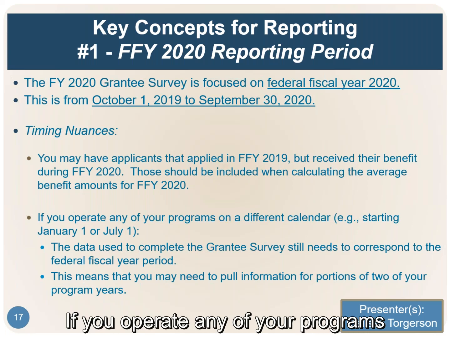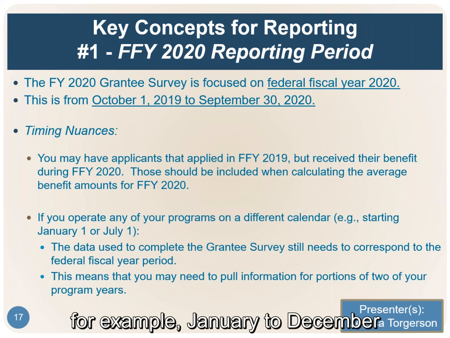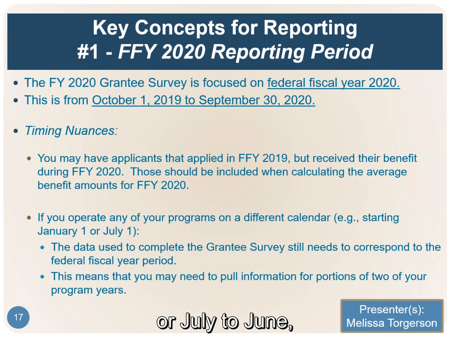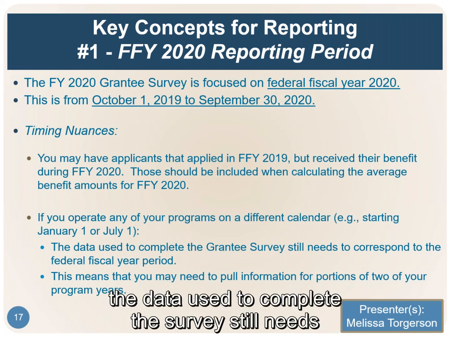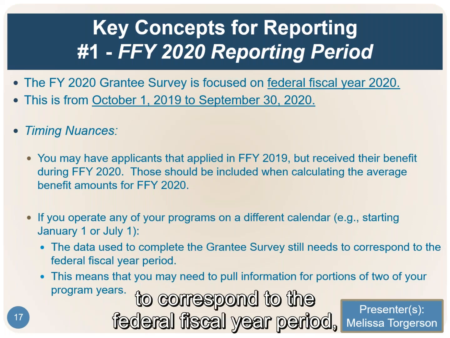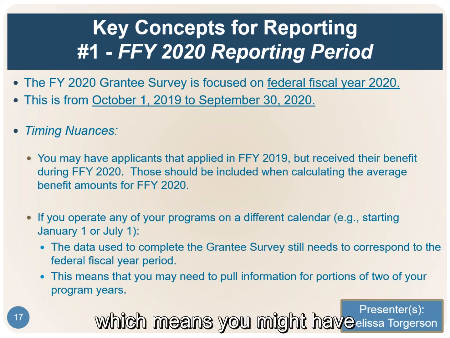If you operate any of your programs on a different calendar, for example, January to December or July to June, the data used to complete the survey still needs to correspond to the federal fiscal year period, which means you might have to pull information for portions of 2 of your program years.